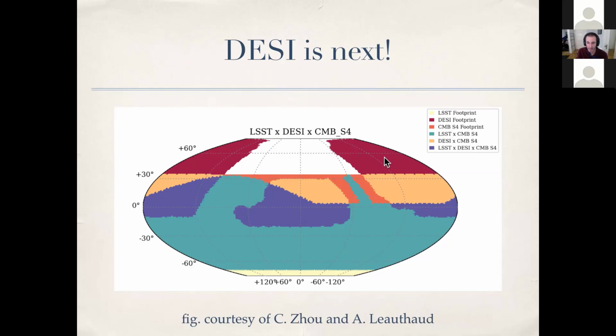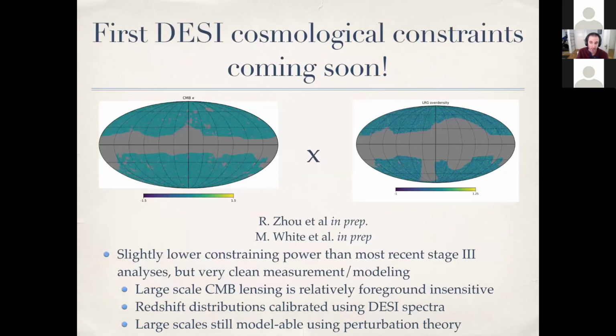So the DESI footprint is in red. This next generation lensing survey, the Vera Rubin Observatory Legacy Survey of Space and Time, is in yellow. And then we're also going to get a new CMB survey from which we'll be able to measure CMB lensing, in orange. So there's a lot of overlap between these data sets, and that's going to mean it's going to be really great data to do this cross correlation science with. We're starting to do that now.